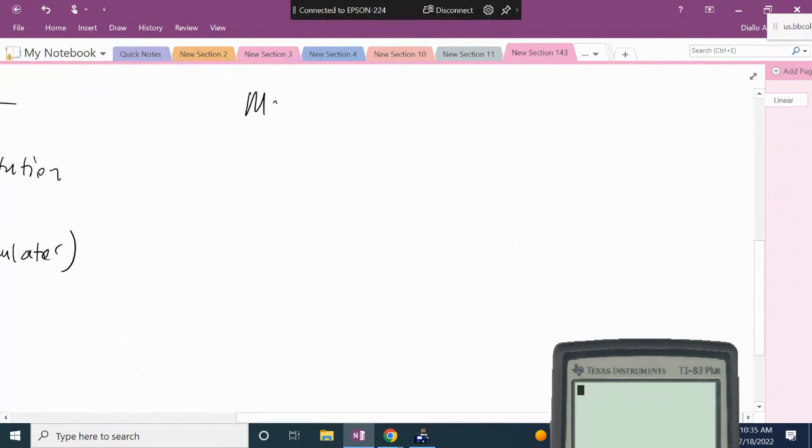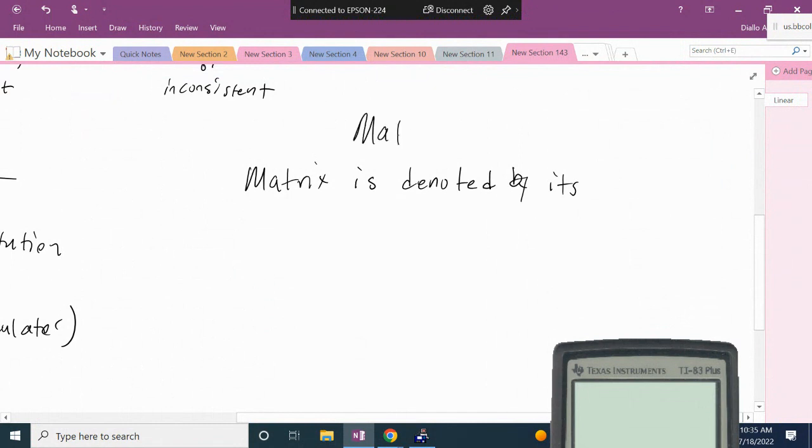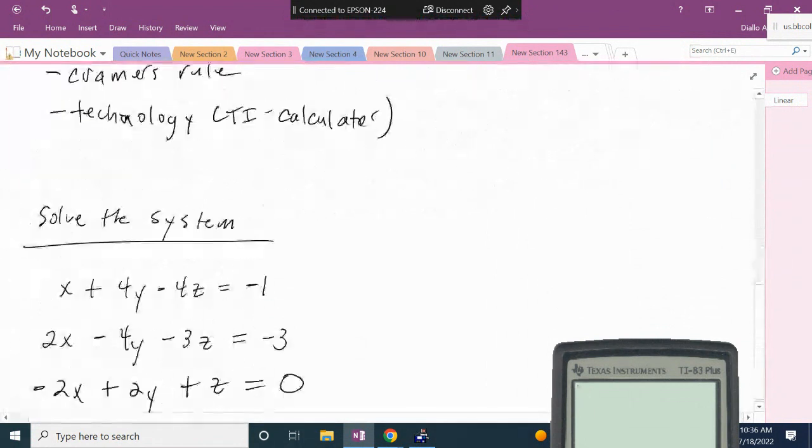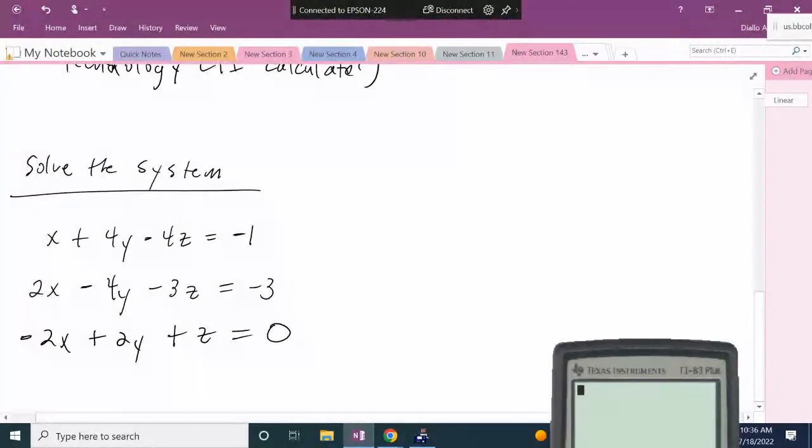All right, so a matrix is denoted by its rows and columns. So whenever you describe a matrix, you have to describe it by its rows first and its columns second. Right? So we're going to take this system of linear equations in 3 variables, and we're going to convert it to a matrix.